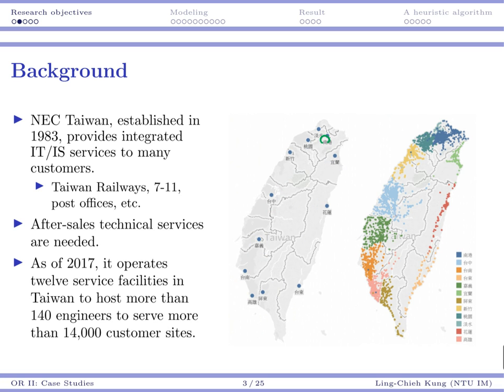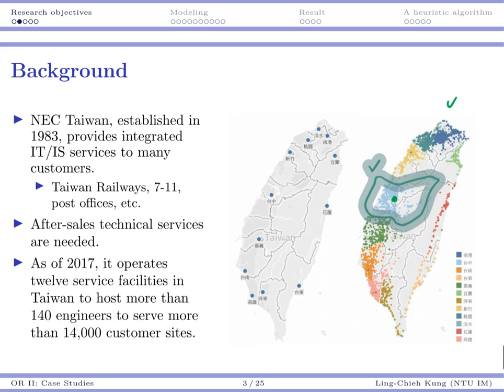And you may see that here on the right hand side, we have a lot of dots. Whenever you see dots in the same color, that means all these dots are customer sites, and they are all served by a single facility. For example, the parts here are served by the Taichung facility.